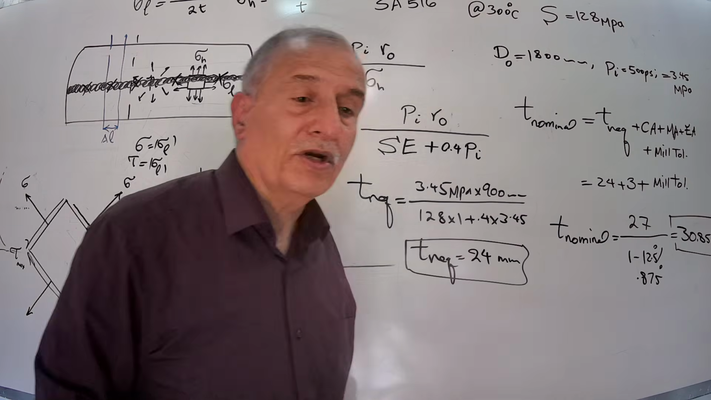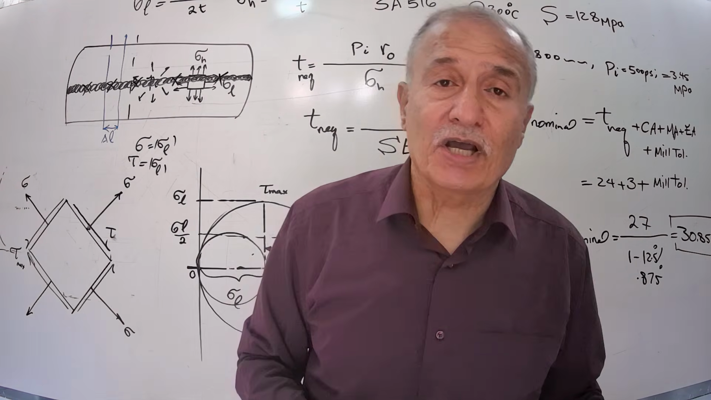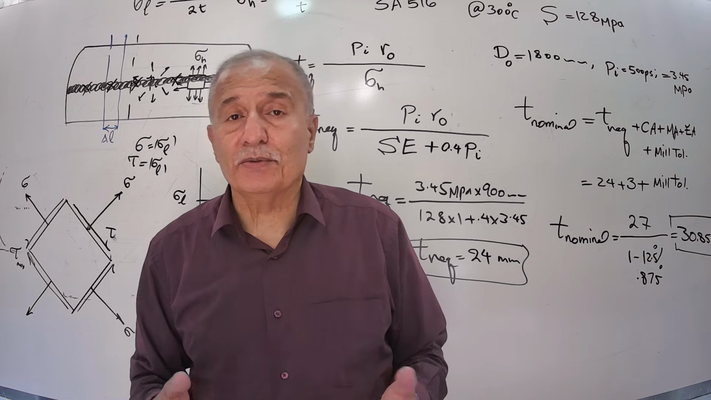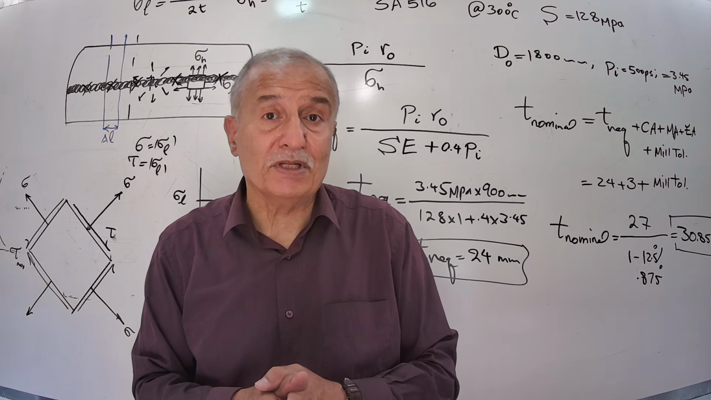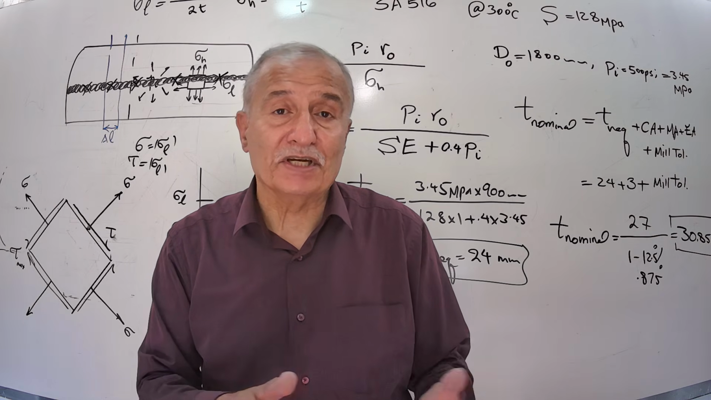Then you have to go to the market and look for a plate whose nominal size is larger than 30.85 or 31 millimeter. In this case, you are sure that you considered everything for this pressure vessel.